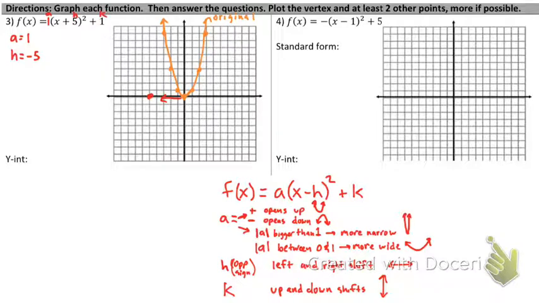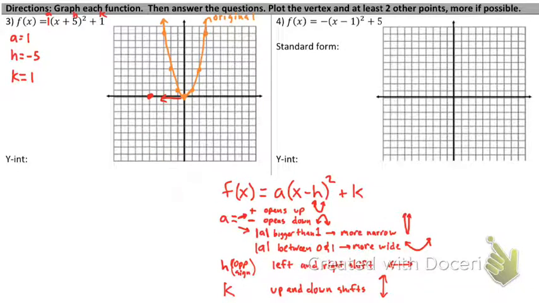Here's the K value. It controls up and down shifts. So what does that mean? If you look at our K value, we do not switch the sign. It's just whatever it is in the equation, it's the same here. So our K value is 1. All right. So that means we are going to move. Since it's positive 1, we're going to move up 1 space.